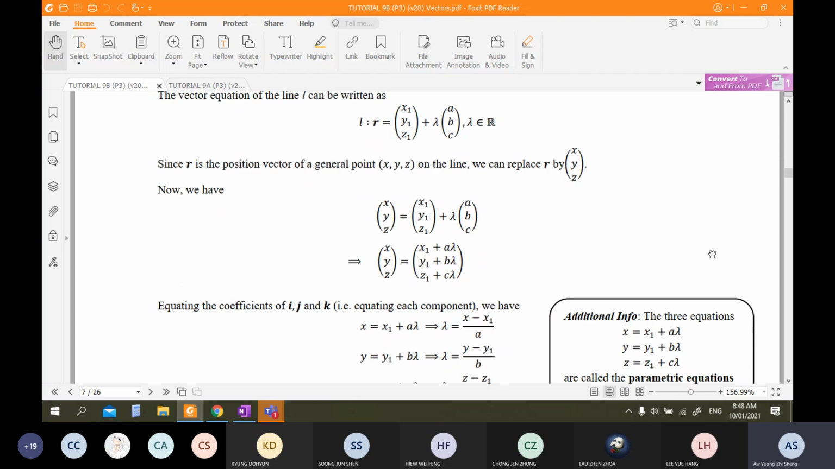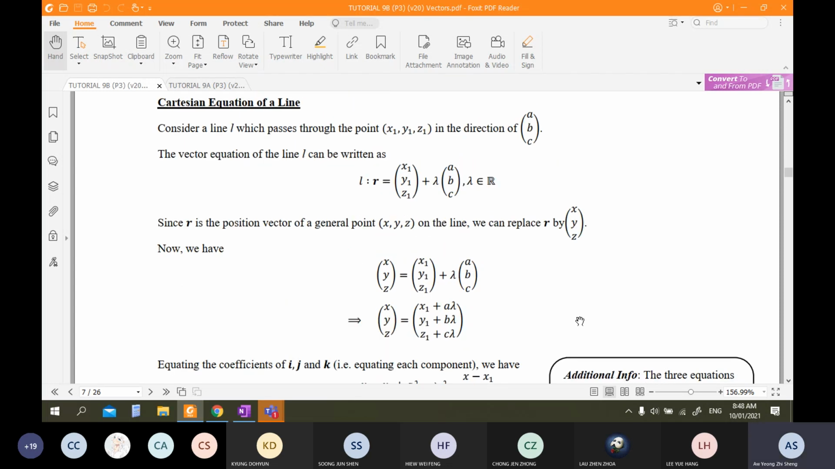Right. So to understand the concept of Cartesian equation, let's recall the concept of vector equation first. The symbol r here, the vector r on the left-hand side of a vector equation, is a general point on the line. And we can always replace the general point by coordinate x, y, z in the process of generating the Cartesian equation. Now let me demonstrate this by using a two-dimensional equation.